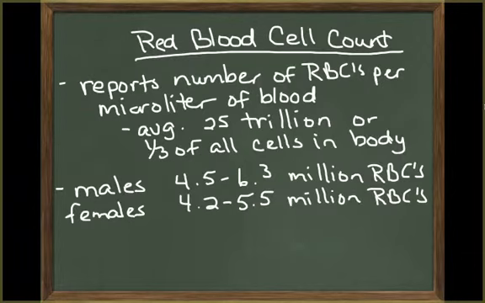A red blood cell count is performed to report the number of red blood cells per microliter of whole blood. A single drop of whole blood contains approximately 260 billion red blood cells. The average adult has 25 trillion RBCs, accounting for roughly 1/3 of all the cells in the human body. In adult males, a normal red blood cell count would contain 4.5 to 6.3 million RBCs per microliter, whereas in a female the count would be 4.2 to 5.5 million.